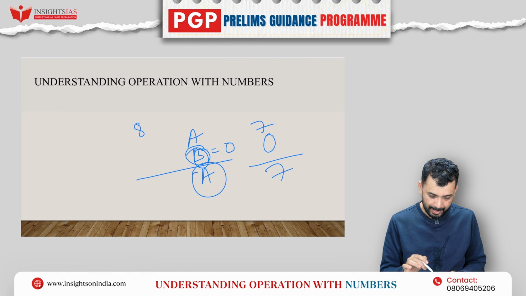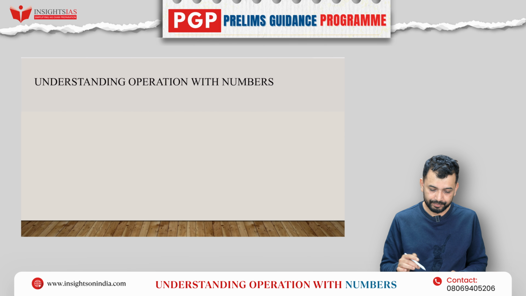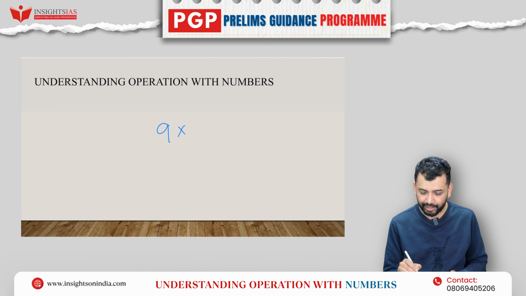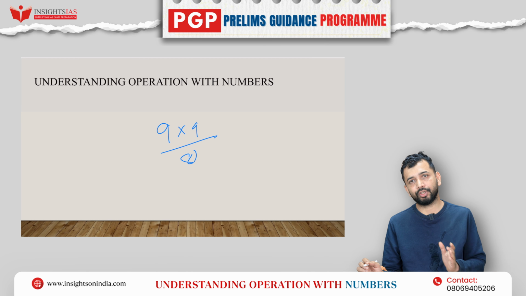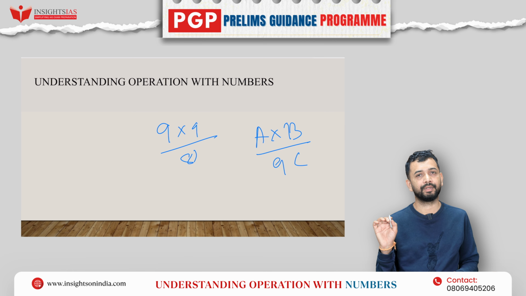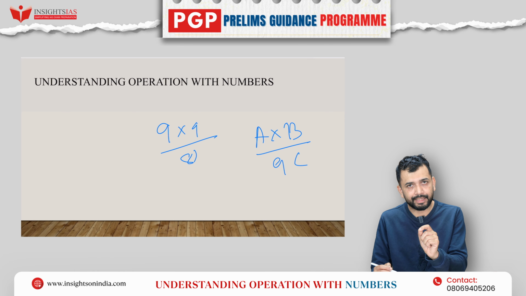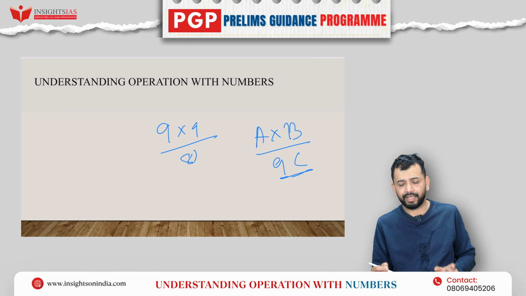Now again, similarly, in multiplication, even if your two digits are 9 and 9, the answer will be 81, right? So if the answer they have given, A into B, is 9C, that means you have multiplied two single digit numbers and the answer is becoming 90 something. C we don't know. Is it really possible?